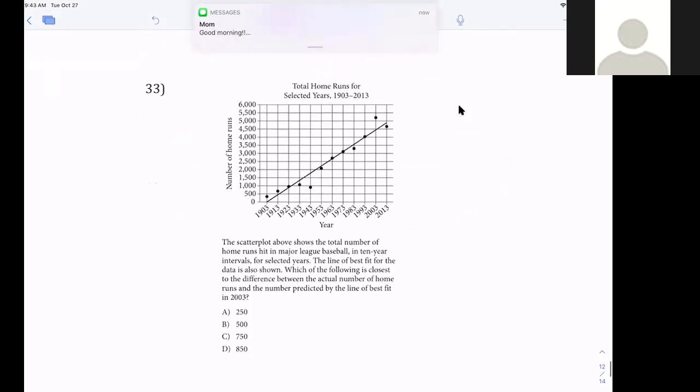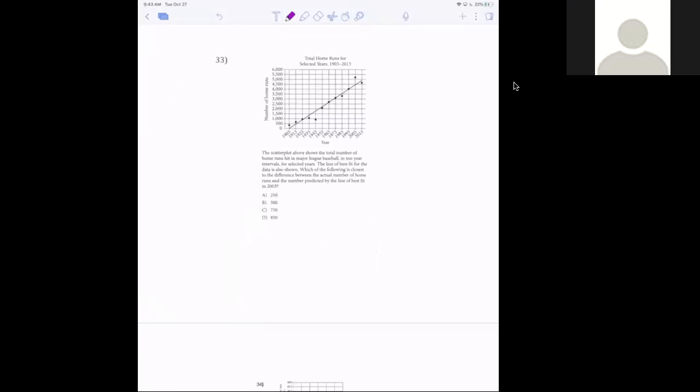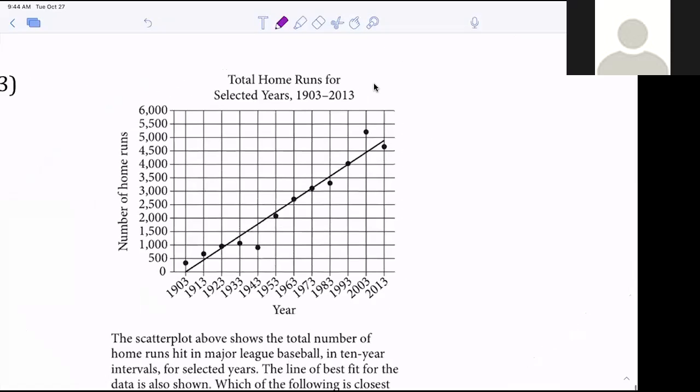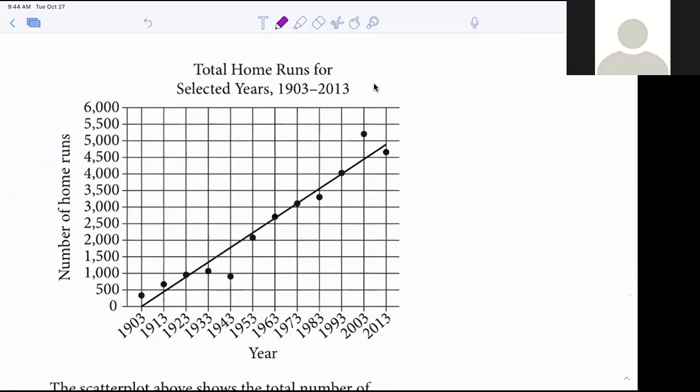All right, here we go on 33. So we have the scatter plot above, which is closest to the difference between the actual number of home runs and the number predicted for 2003. Come on, let's do this, guys. Let's find 2003 and then tell me. Come on, this is you just being smart, reading. Tell me. How did you get that? Yeah, I didn't hear you.